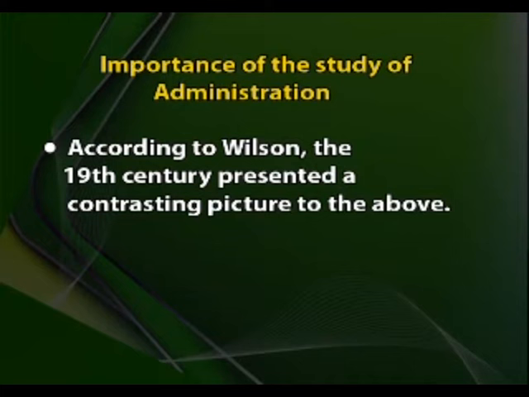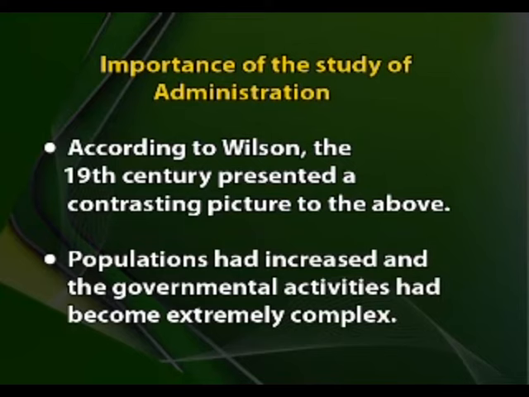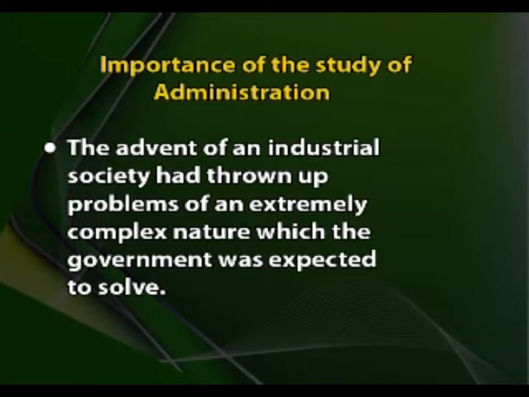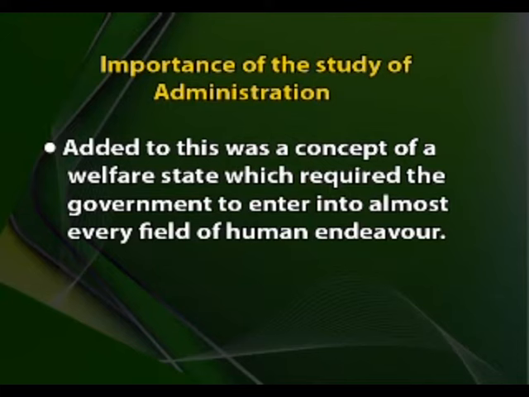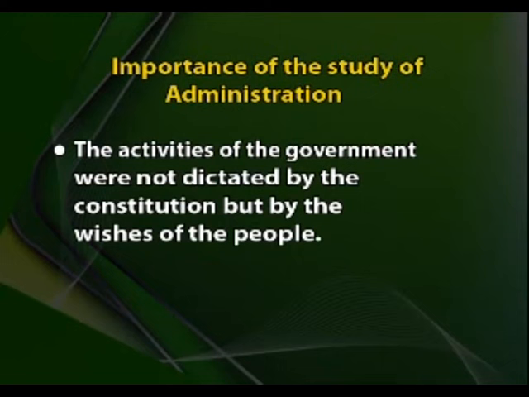According to Wilson, the 19th century presented a contrasting picture to the above. Populations had increased and the governmental activities had become extremely complex. The advent of an industrial society had thrown up problems of an extremely complex nature which the government was expected to solve. Added to this, there was the concept of the welfare state, which required the government to enter almost every field of human endeavor. The activities of the government were not dictated by the constitution but by the wishes of the people.